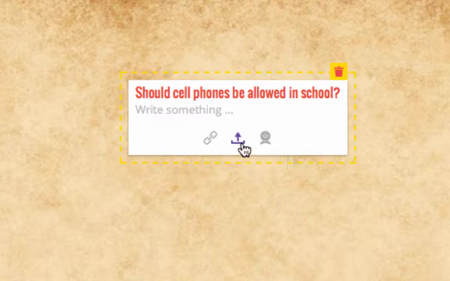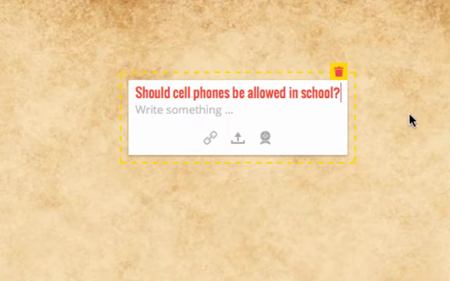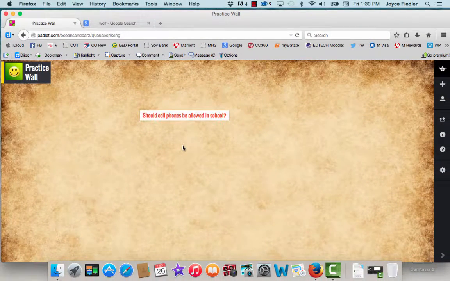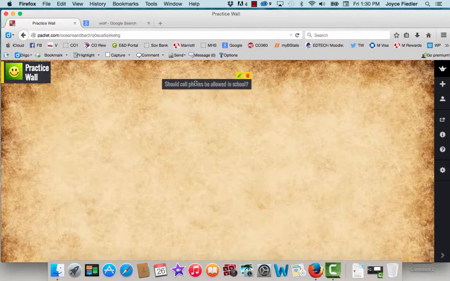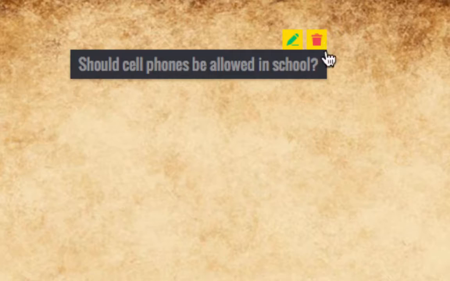And you'll see that there's some other options here. You can add a link, you can upload a file, or you can take a picture. Now that link can be a link to a picture or a video, whatever you want. So for now, if we click off of it, you have this question that you want students to answer. And you can move this all around, and you'll see that you'll have a pencil, which means you can go in and edit it and change it, or you can delete it.